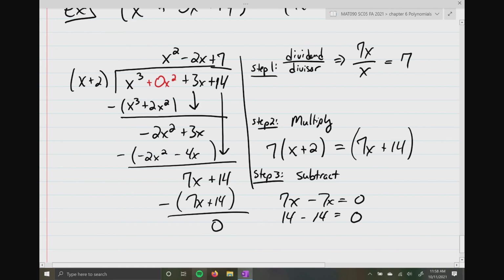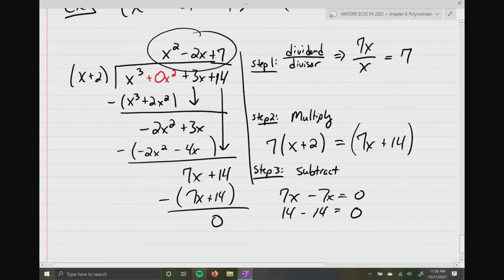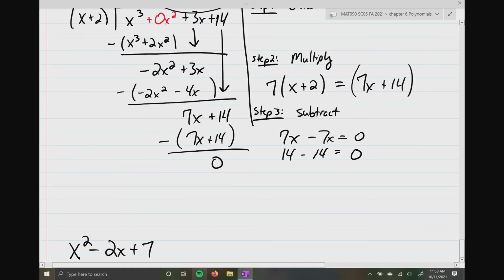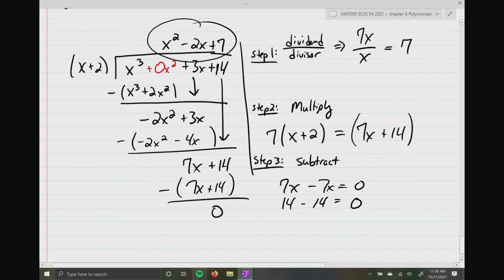So I came up with x squared minus 2x plus 7. And Dylan, I think you gave us your answer. And you got x squared minus 2x plus 7 also. Fantastic job. Wait, don't erase it. I'm not erasing anything. Okay. I'm dropping the mic. I'm walking off stage.